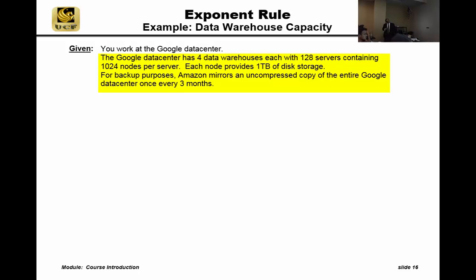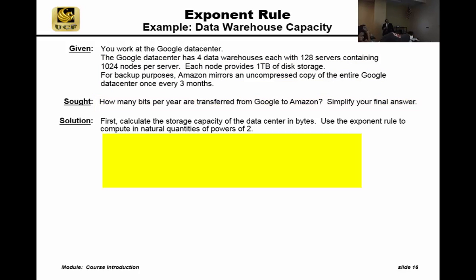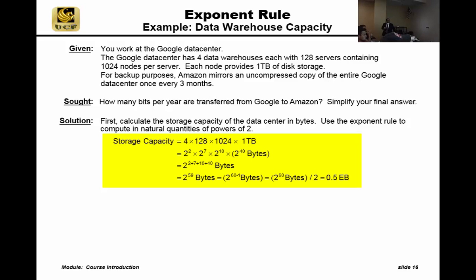Suppose here in this problem, they transfer an uncompressed copy every 3 months to back up. How many bits per year are transferred from Google to Amazon? Simplify your final answer. We'll proceed the same way we did in the last problem, okay? The solution will be to calculate the storage capacity of the data center in bytes and then convert bytes to bits, okay? So we have 4 data centers, 128 servers, 124 nodes times a terabyte, and we get units of bytes here, and we end up with 2 to the 59 bytes, which is again half of an exabyte.